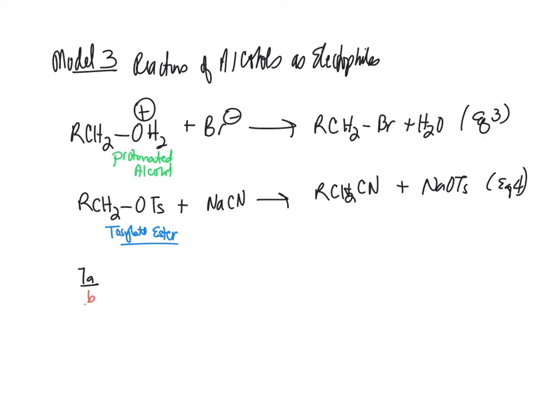All right, B. The protonated alcohol should act as an electrophile. The tosylate ester should act as an electrophile. Why? Because they have a good leaving group on there. Okay, so they're going to act as electrophiles. Label the nucleophile and electrophile in the reactions. Okay, so this is your nucleophile, the bromide. And here, make the sodium positive.